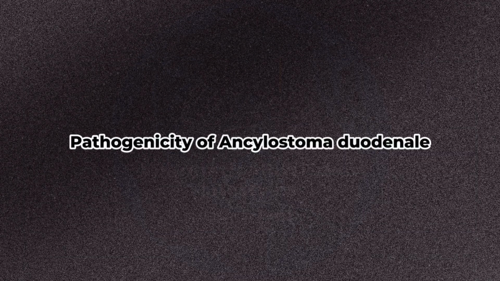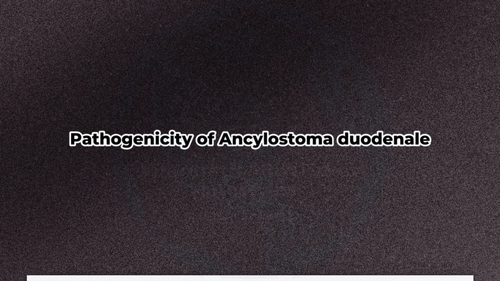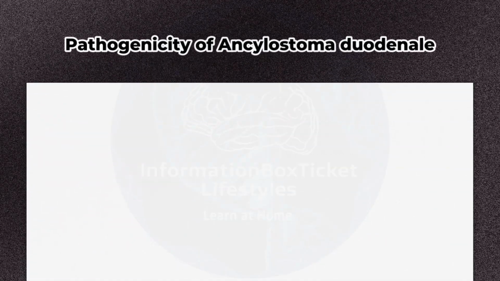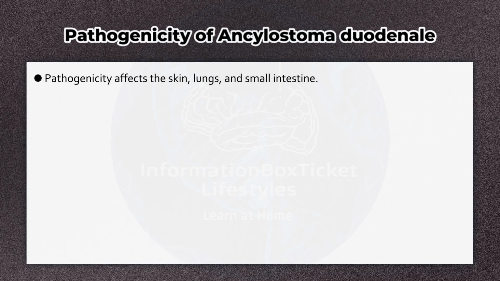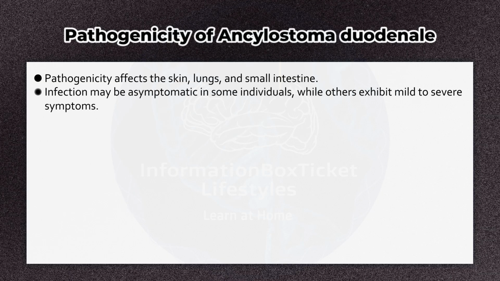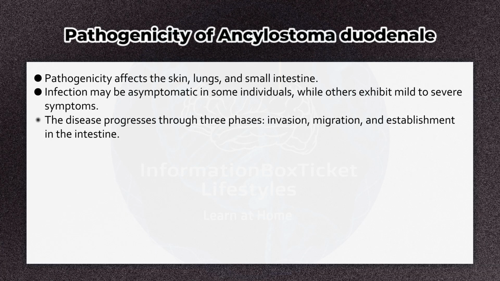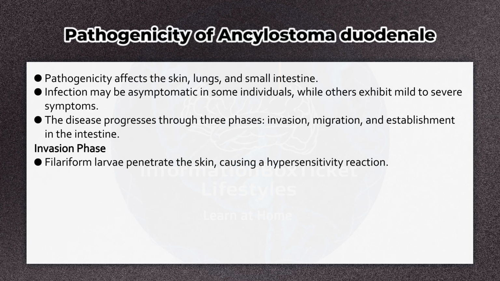Pathogenicity of Ancylostoma duodenale. Pathogenicity affects the skin, lungs, and small intestine. Infection may be asymptomatic in some individuals, while others exhibit mild to severe symptoms. The disease progresses through 3 phases: invasion, migration, and establishment in the intestine. Invasion phase. Filariform larvae penetrate the skin, causing a hypersensitivity reaction.